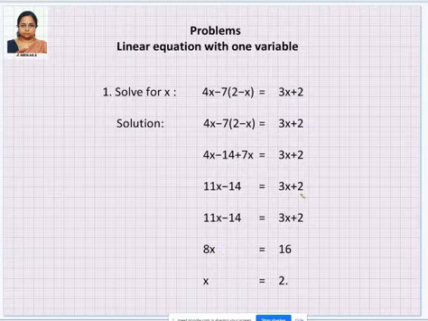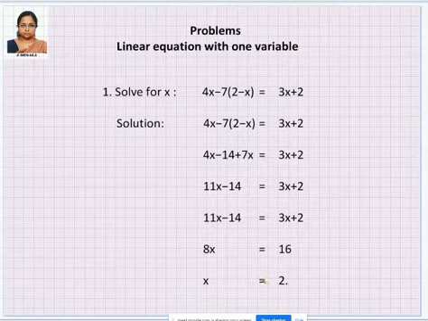When you bring this 14 to the other side, already 2 is here. So 2 plus 14 is 16. Therefore, x is equal to 2. That's a simple way of solving this.